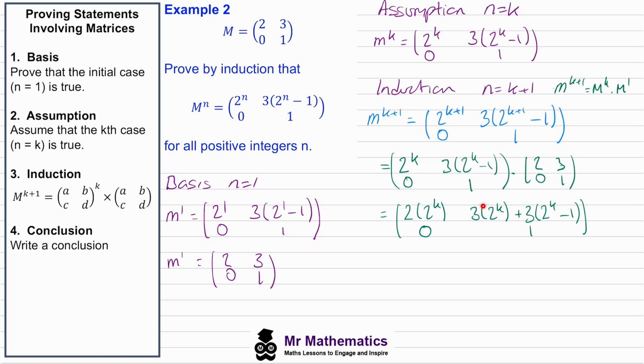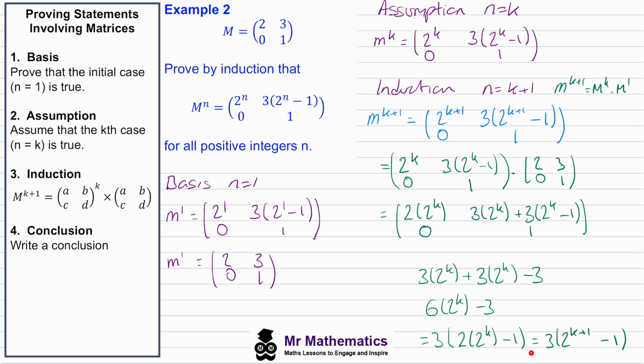And we're just going to think a bit more about what's happening here, because we need to make this look like what we've said here. So I'm going to start by expanding out this bracket. So we have 3 lots of 2 to the k, plus another 3 lots of 2 to the k, minus 3. We can add these two together, and we get 6 lots of 2 to the k, minus 3. And then we can see up here, we need to factor out the 3. So this will give us 3 lots of 2 multiplied by 2 to the k minus 1. And we can simplify this by adding these two powers together. So we get 3 lots of 2 to the k plus 1 minus 1. So I'm just going to tidy this up a little bit. We'll rub this out and we'll replace it with a simplified version.